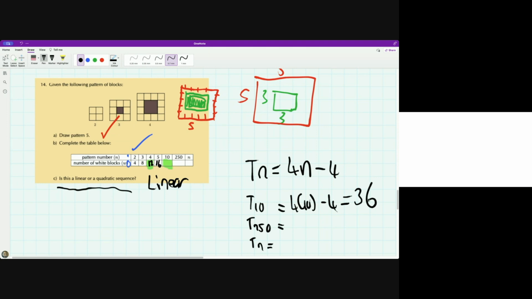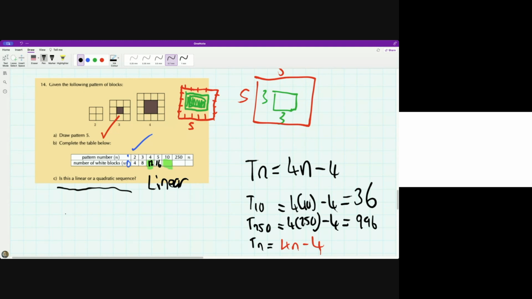First one is 36. Then the next one is equal to 1,000 minus 4, so that's 996. And this last one is just going to be 4n minus 4, because Tn, if that's n, is just the formula over there. If you are unsure about linear number patterns, go back to lesson 1 in this series. We did a whole bunch of content on linear number patterns.